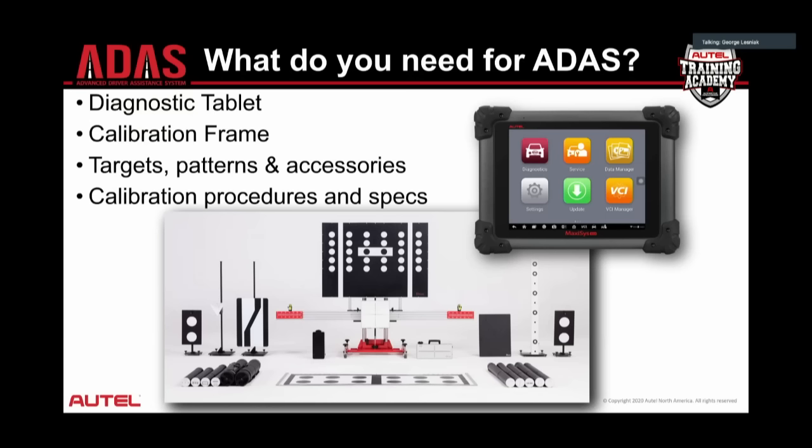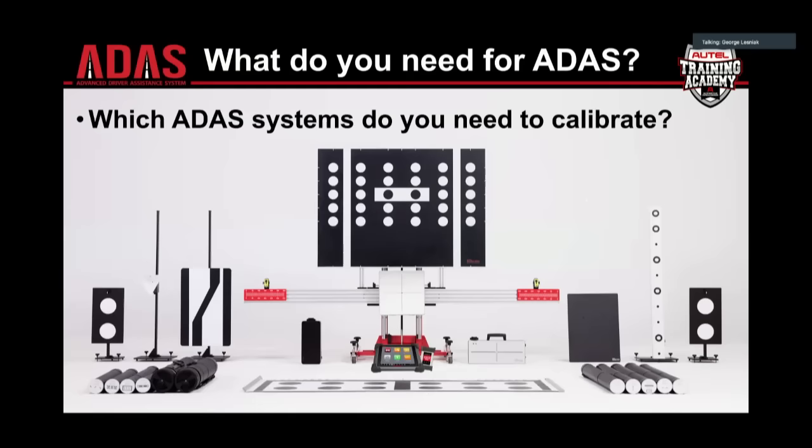So now, these are just some of the things that you need, the tools and equipment that you need to perform calibrations. But there's also some questions you need to ask yourself about how you want to run your business, especially as we get into your calibration business. So what ADAS systems do you need to calibrate? And here's what I mean by that. This question can be answered differently depending on the type of shop you run, what your business plan might be.